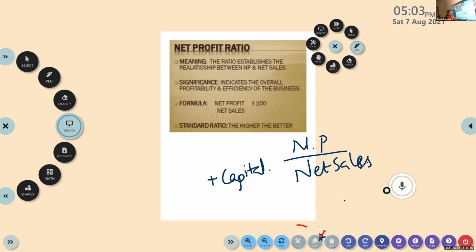Okay, so the net profit always belongs to the owners of the business. In a company, it is the shareholders. In a partnership, it is the partners. So anyway, we'll be adding it to the capital. So we are finding out how much net profit is available for the shareholders, for the owners. That is what we are finding out from this particular ratio, net profit ratio. Okay.